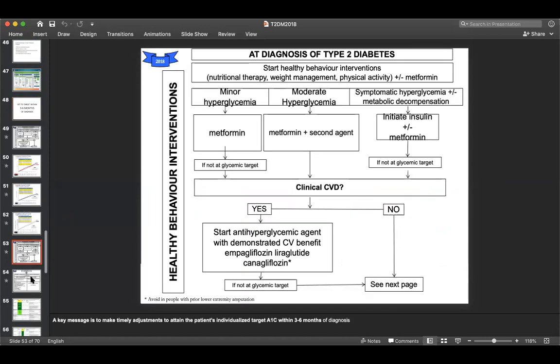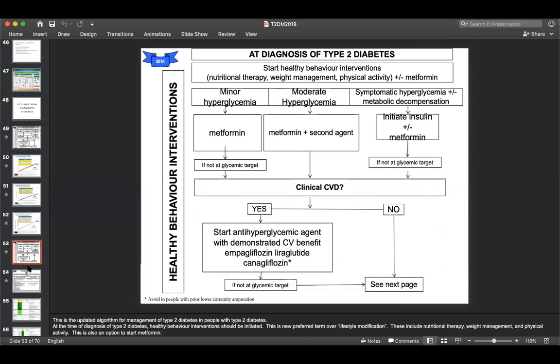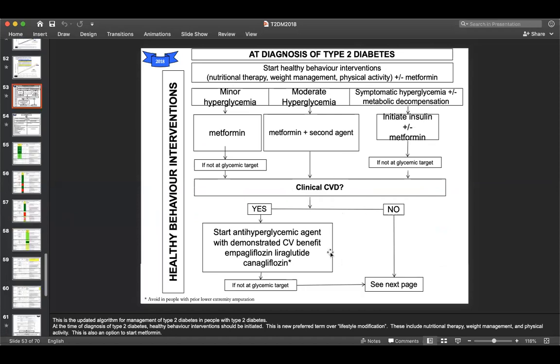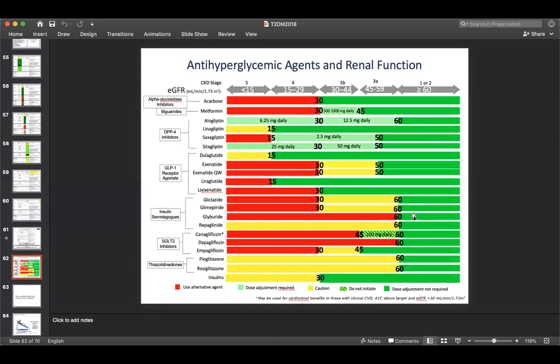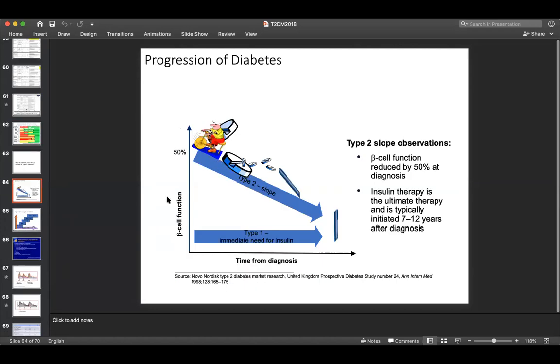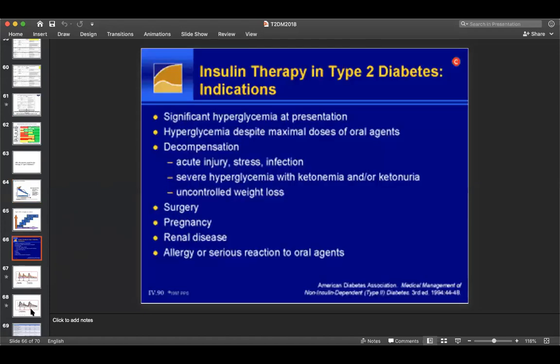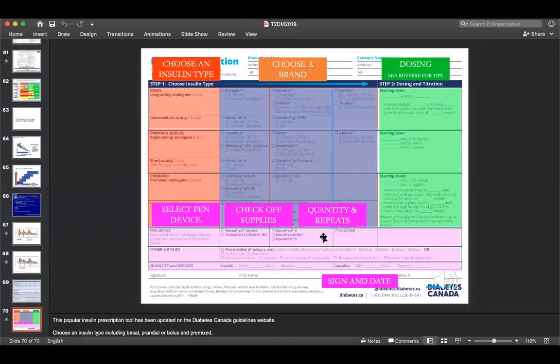We also said comorbidities like CVD will decide whether we are going to use an agent or not. If there is CKD, there are contraindications to drugs and their doses. And then we spoke about insulin being required in type 2 diabetes because of progressive beta cell function loss, and then indications for insulin therapy. And then lastly, I showed you how to start insulin based on last time's lecture and this time's lecture. And I have just 5 minutes for you to ask any questions.